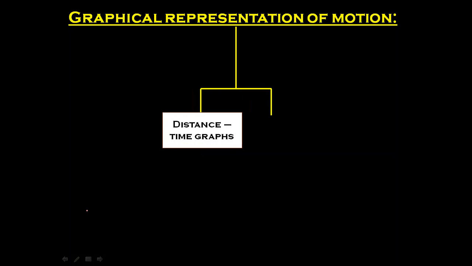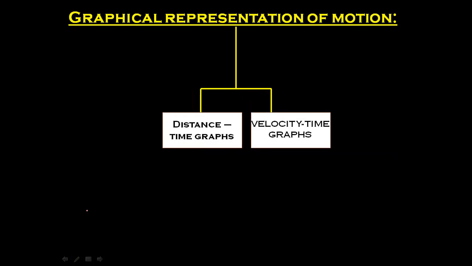In this video, we will study about graphical representation of motion. Why are we studying motion through graphs? Because graphs provide a convenient way to represent the basic information related to the motion in a better way. We can represent motion through two types of graphs. First is distance time graph and second is velocity time graph. In this video, we will study about distance time graphs.